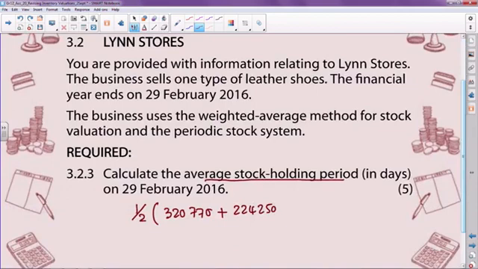224,250, right? And that is over your cost of sales. Remember, over your cost of sales. You're calculating your average stock holding period in days. Remember, it's times 365 over 1 because they want your answer in days. So my cost of sales was also calculated.